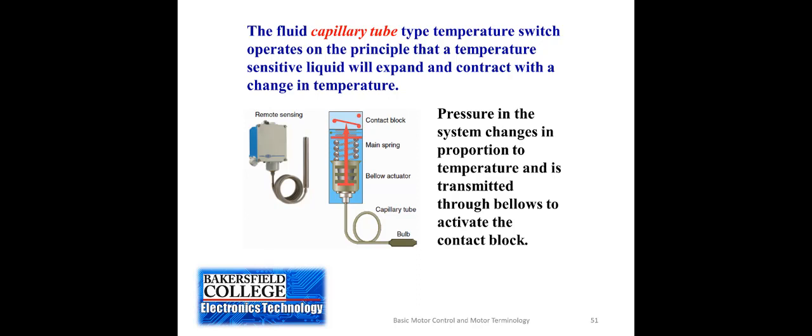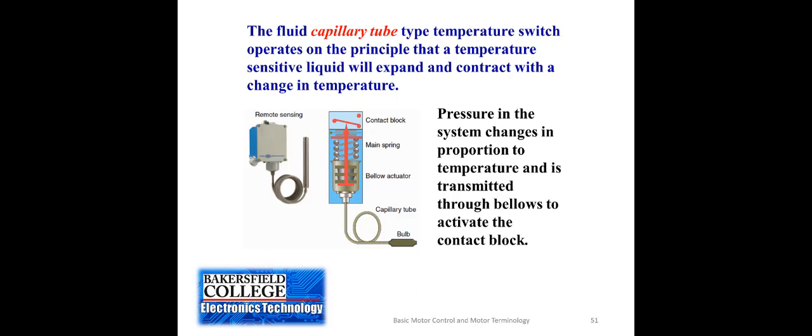Now, at the end of the bellows, we attach a rod, and that rod transfers the movement of the bellows to the contact block. So at a certain amount of pressure, the bellows will activate that contact and either open it or close it depending upon how the temperature switch is wired. Now, the main spring inside of the actuator or the sensing device, that is how we can control the temperature that will close or open the contacts.